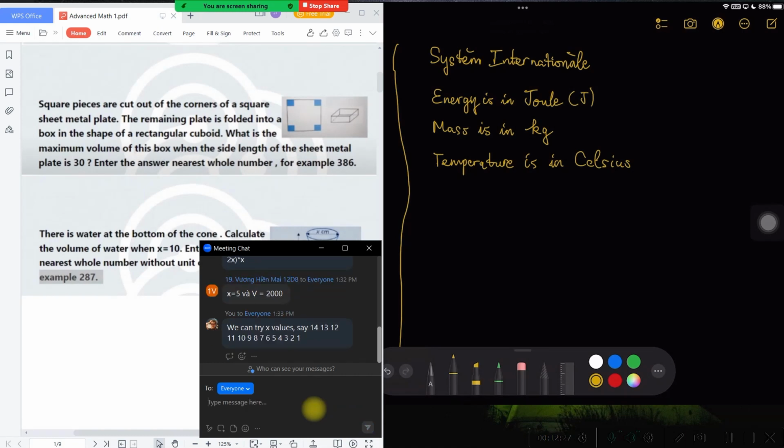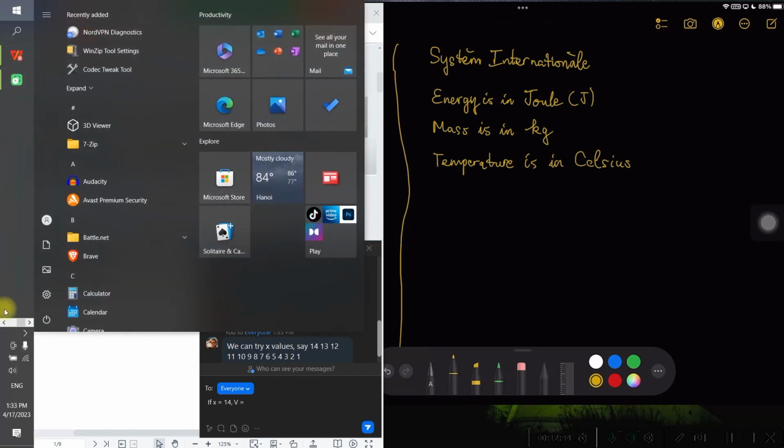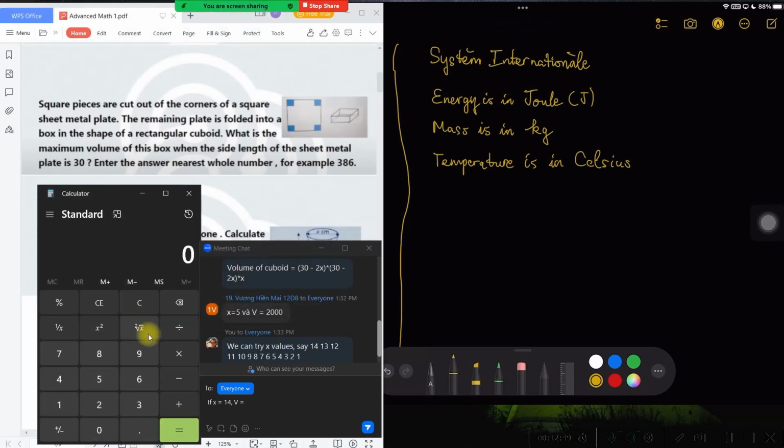So you mean you have to try all of these values? Maybe. Okay, but this takes a lot of time, I think. So if x is 14, V equals, it would take a lot of time though. 30 minus 28 is 2. 2 times 2 times 14 is going to be 56.